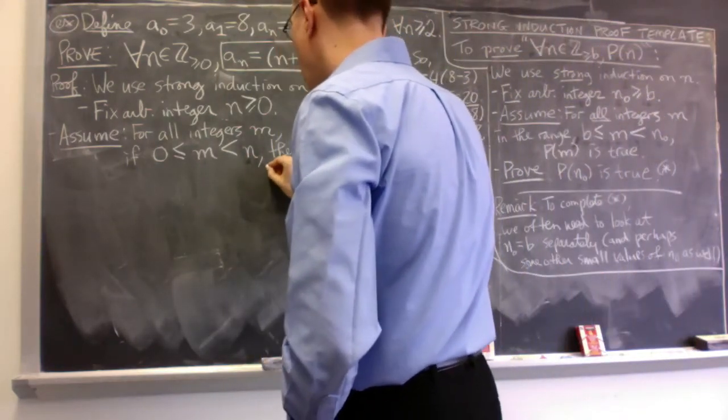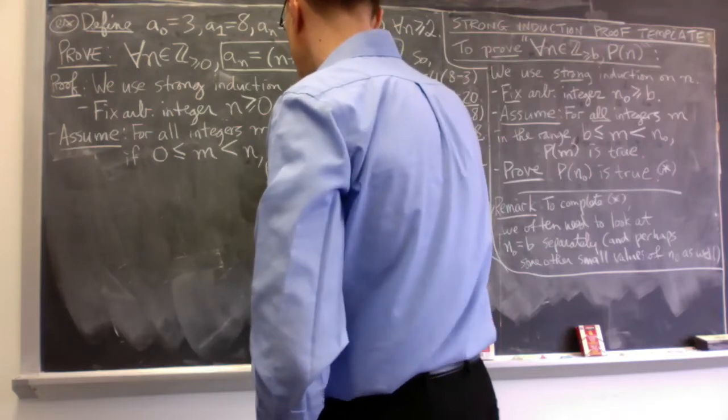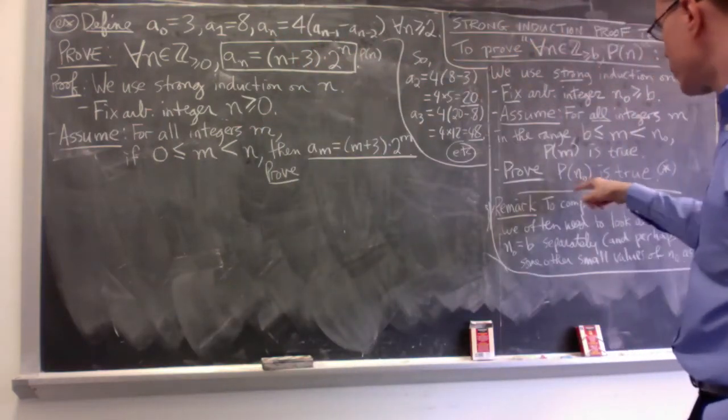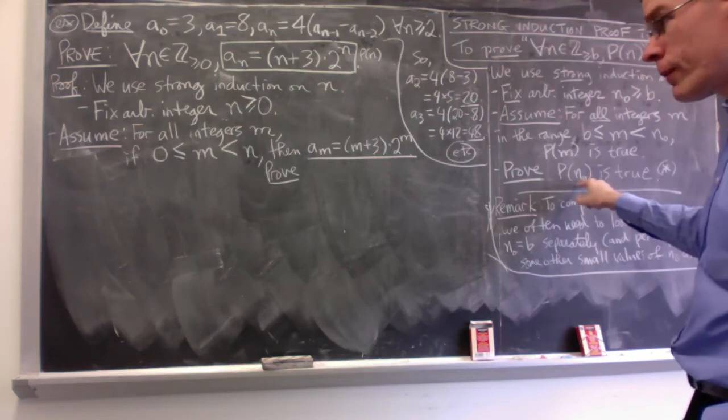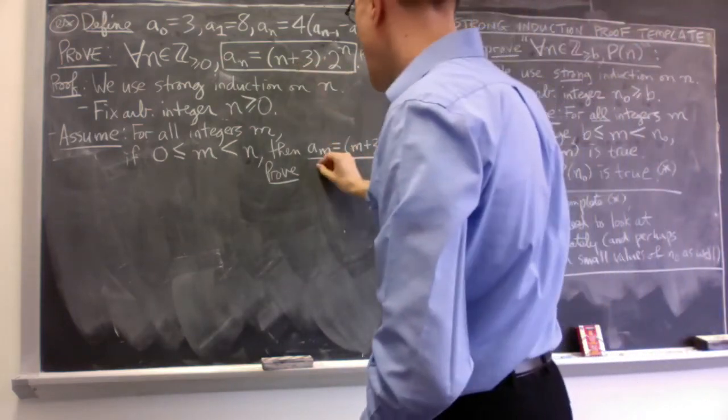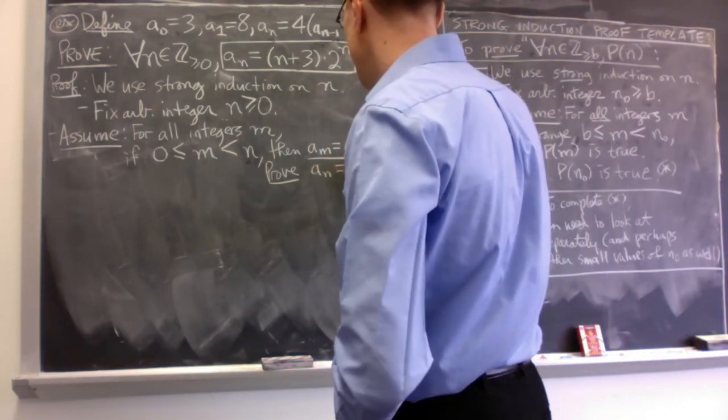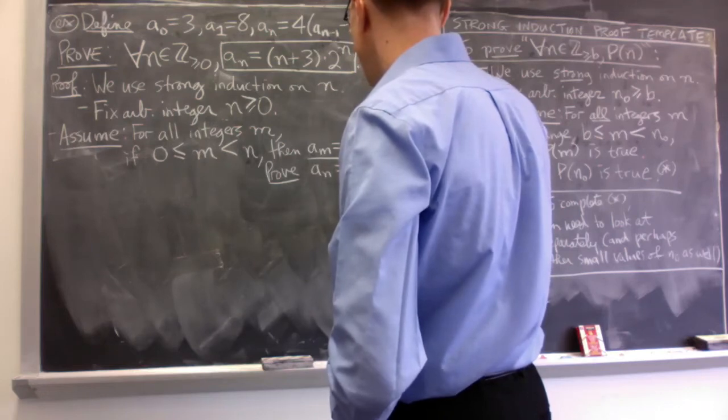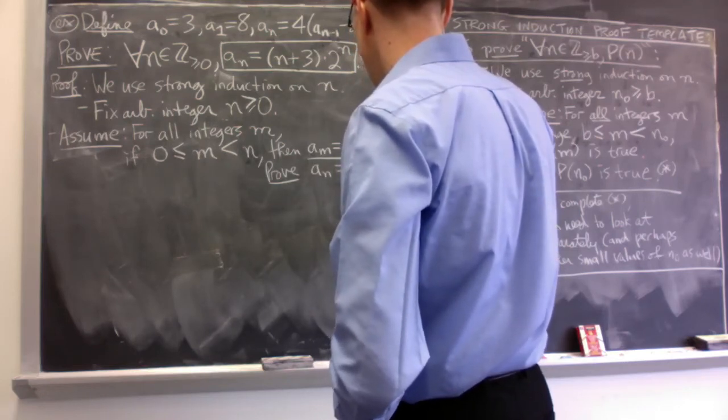And then the goal, again, it looks a little different from ordinary. I don't have n plus 1. I just have n here. So now the goal is this statement with n, the particular n that I fixed. We have to prove that.